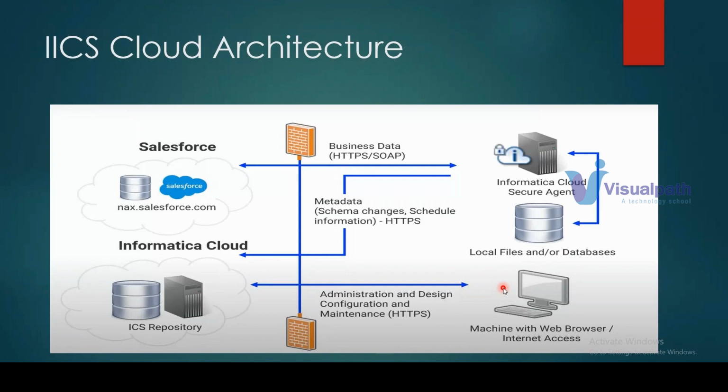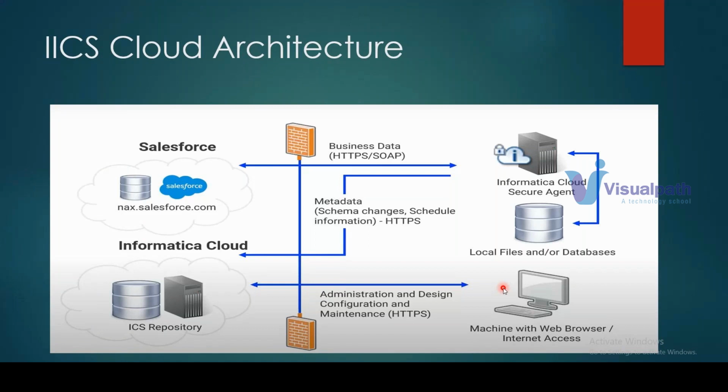You also have your local files and your databases, which means more of your on-premise data. You're able to integrate the data using an IICS repository. So you have a machine with a web browser and internet access, and you have a local file. So we connect that way.